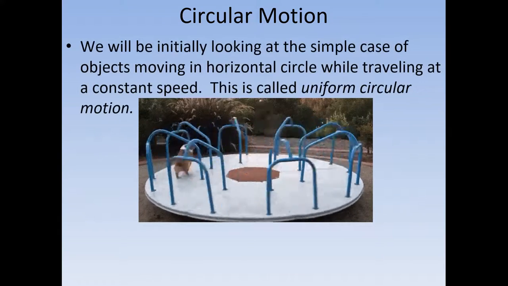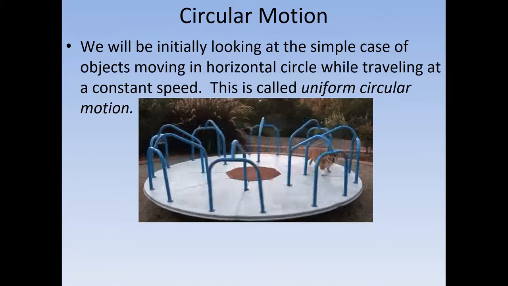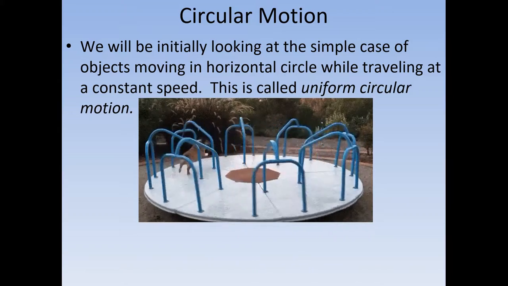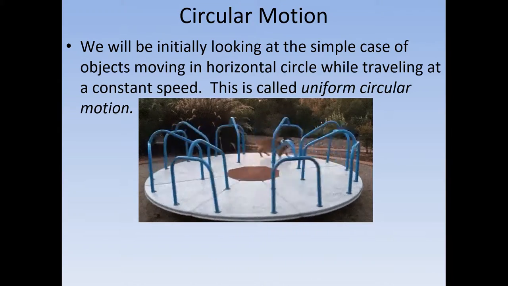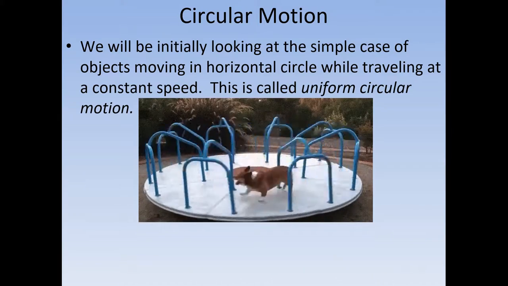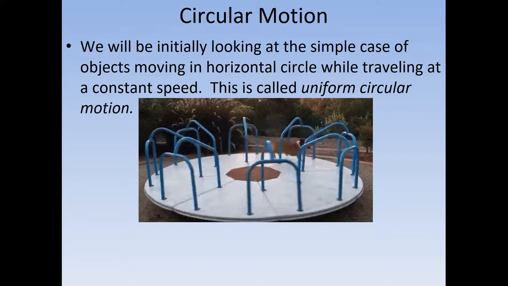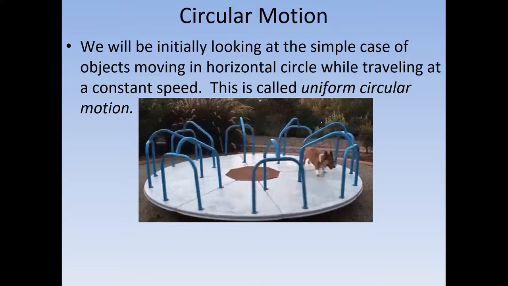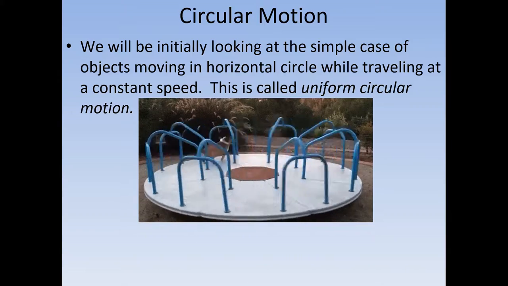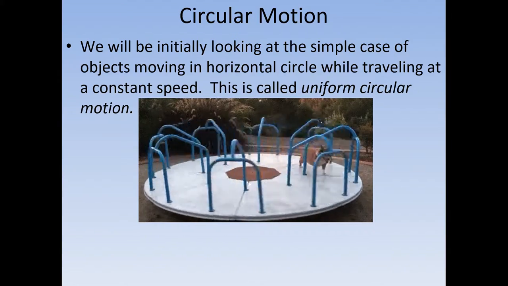All right. So we're going to actually start off with the very simple case of objects moving in horizontal circles and moving at a constant speed. We're going to call this uniform circular motion, but later on we will actually talk about cases where the speed is not constant, where maybe instead of being a horizontal circle it's a vertical circle, but we'll cover that later on. That's actually going to be in the third part of this overall unit. So for now, we're just going to focus on the simpler cases.